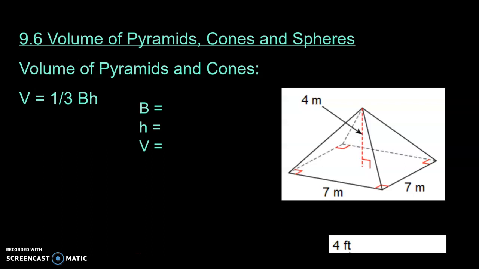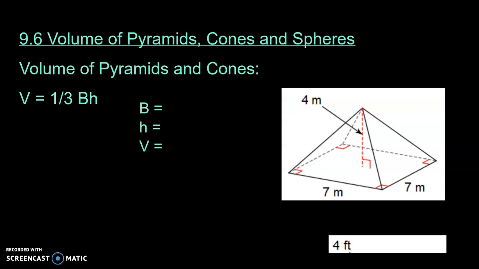where we've talked about naming those figures. We've found a lot of surface area and volume for all of these different types of three-dimensional shapes. To wrap it up this unit, we're going to be talking about pyramids, cones, and spheres, and how to calculate their volume. So we're going to start out with pyramids and cones.